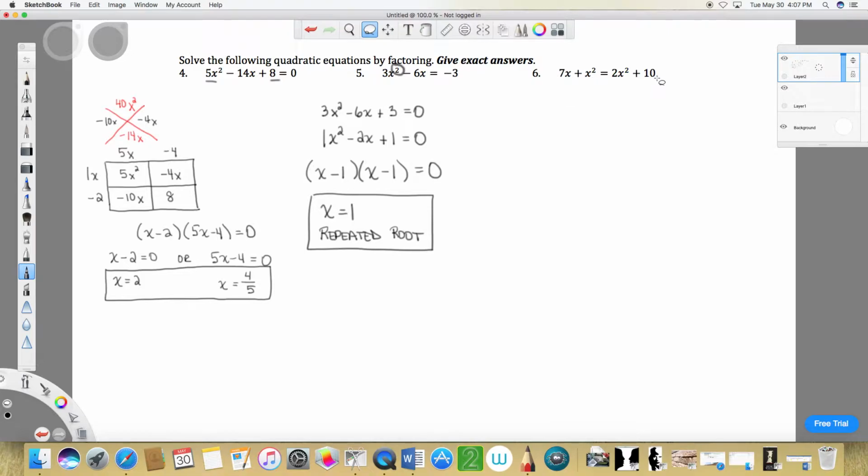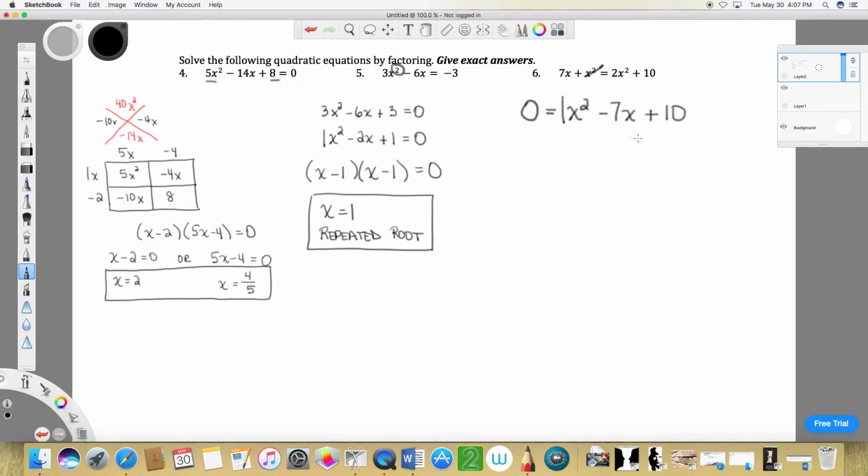All right, so this is clearly not in any kind of standard form, so let's get it in standard form. If I subtract x squared from each side, 2x squared minus 1x squared is just x squared. If I subtract 7x, when a term changes sides, it changes sign. So when you take that 7x and move it to the other side, it changes sign. We'll leave the 10 where it is.